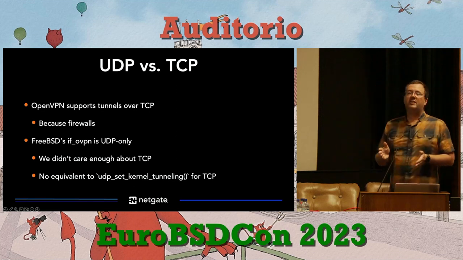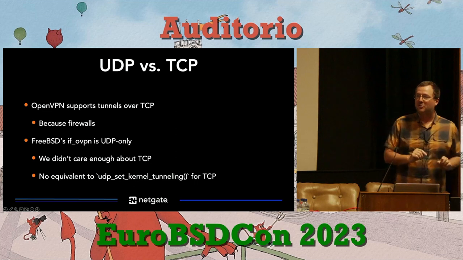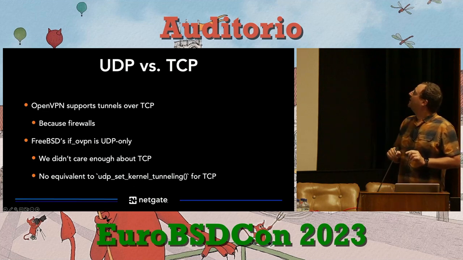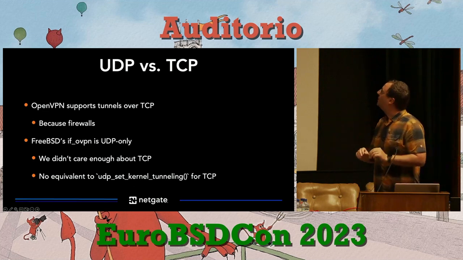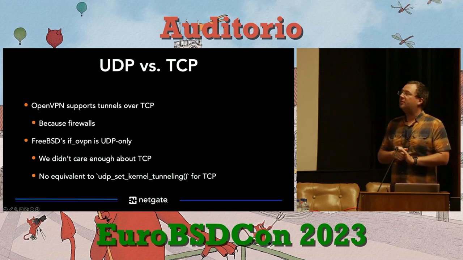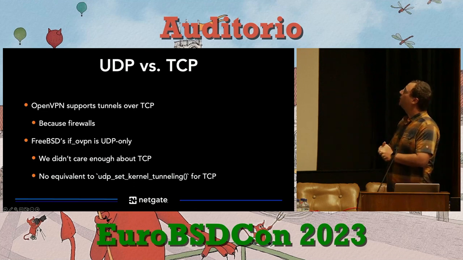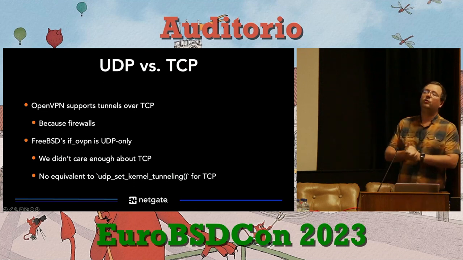As a firewall maintainer, I feel kind of obligated to say that this is a firewall configuration problem, not a firewall implementation problem. You know, it's somebody else's fault. The FreeBSD implementation of DCO is UDP only. There are two reasons for this, and they both boil down to I am lazy.